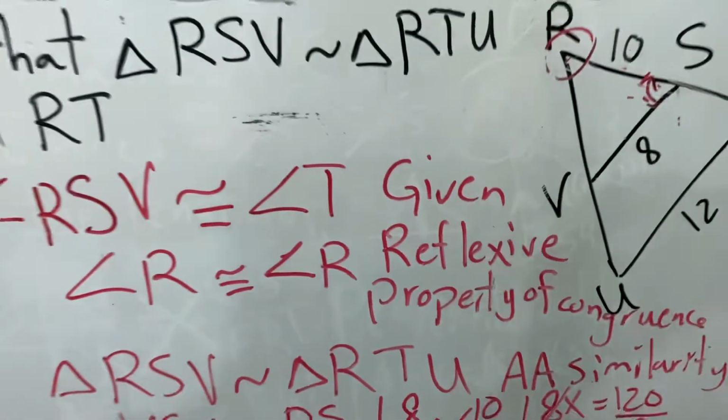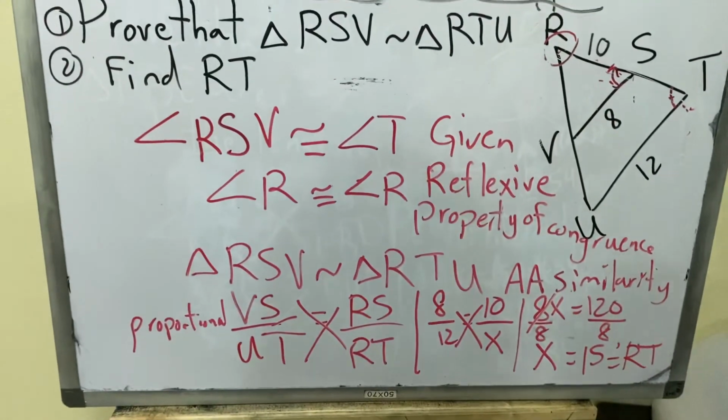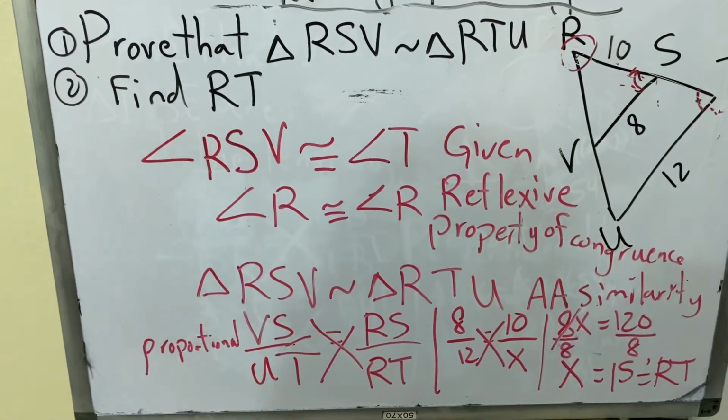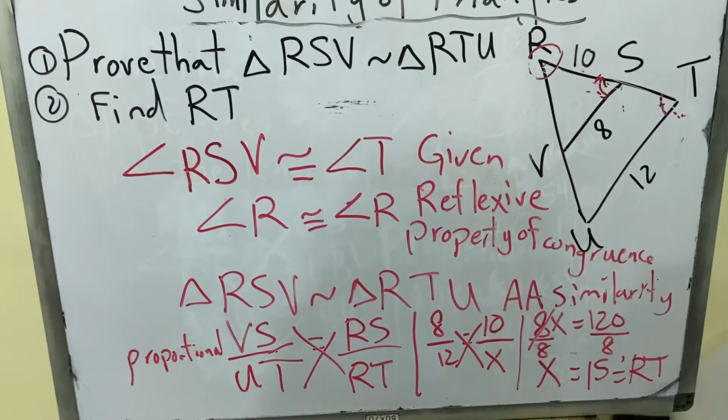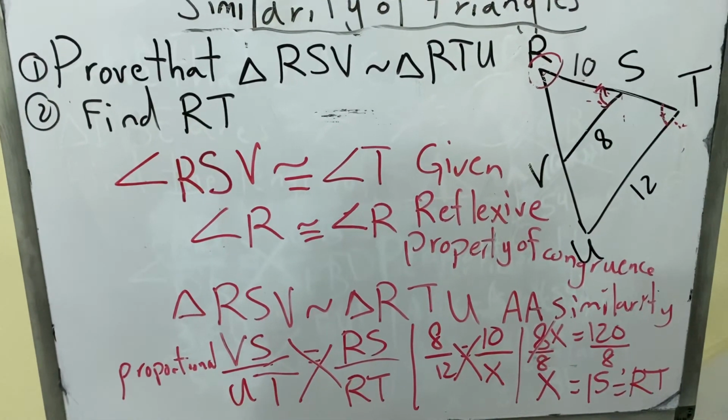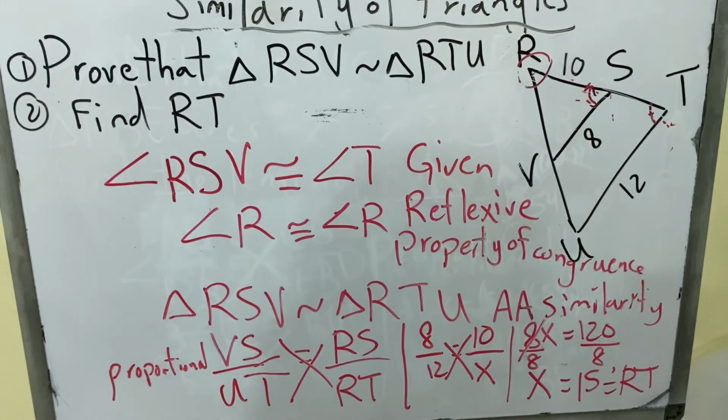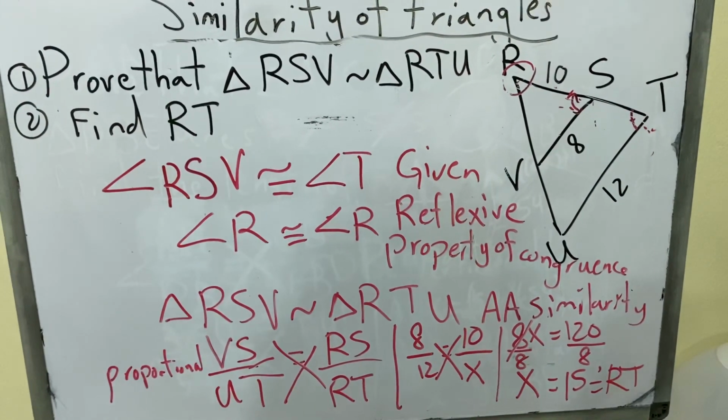So now I proved that the triangles are similar by angle, and then I used the proportionality of sides to find the side that he's asking me about, which is RT. And RT is 15. That's it. Thank you.